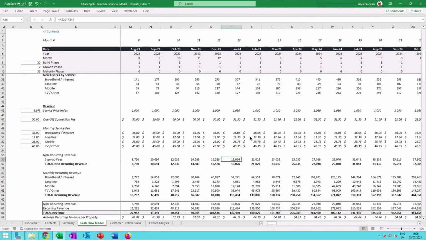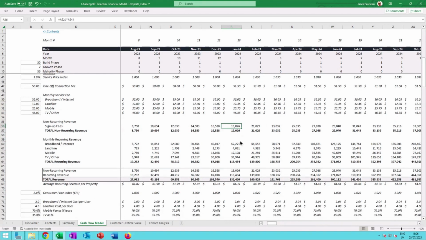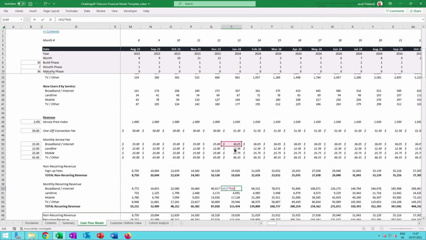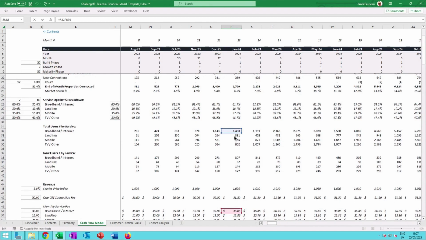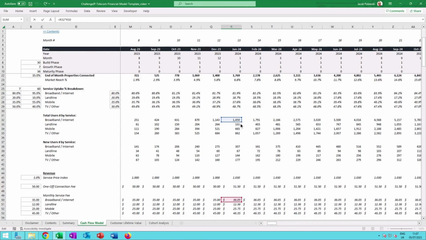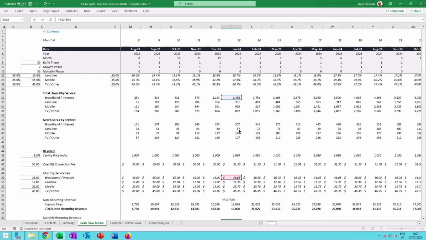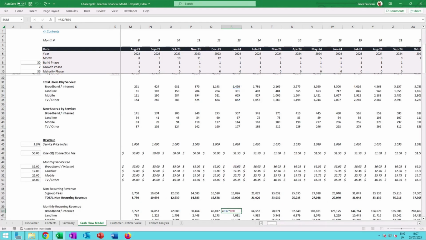And similarly, if I want to calculate the monthly recurring revenues, for example, the revenues that I will get from my broadband offering, I would just calculate my monthly pricing or my monthly service fee for broadband, all of them obviously averages, and then multiply that number by the number of users that use my broadband. So that's why it was important for me to list those different users by the service that they take.